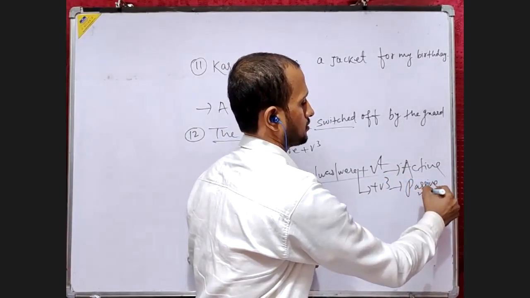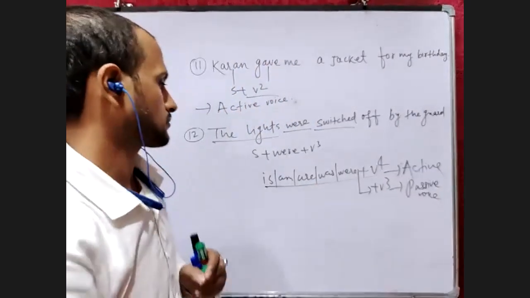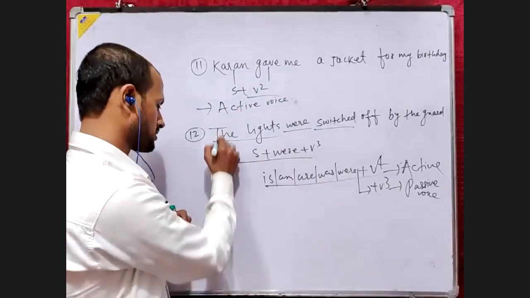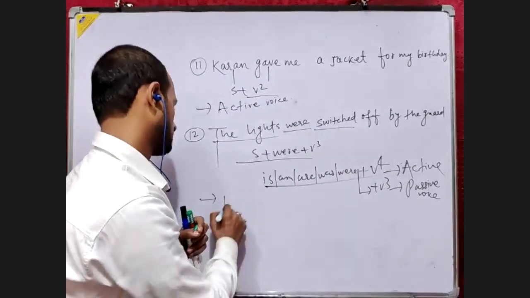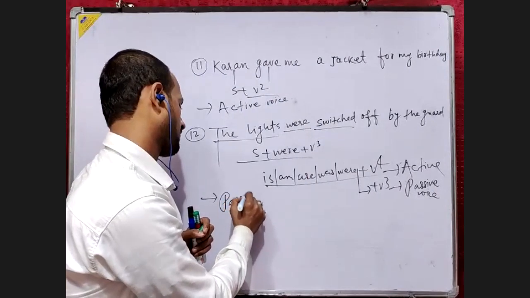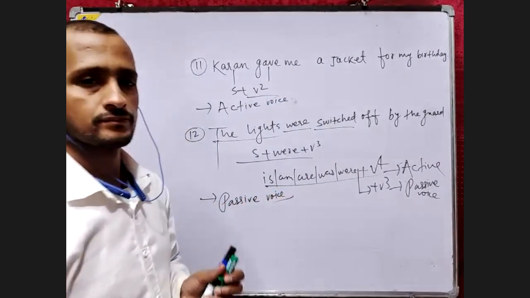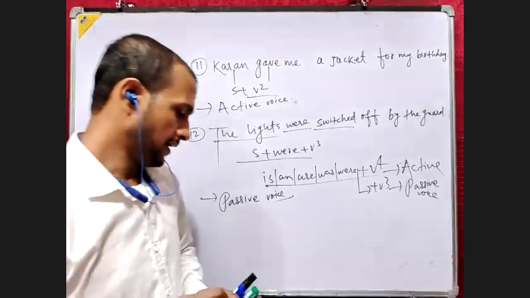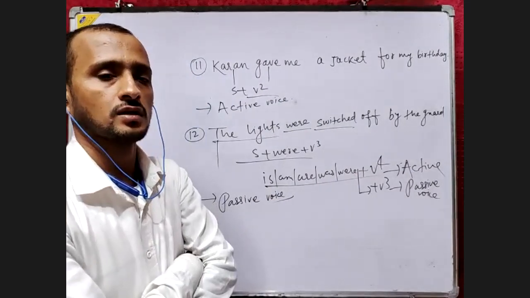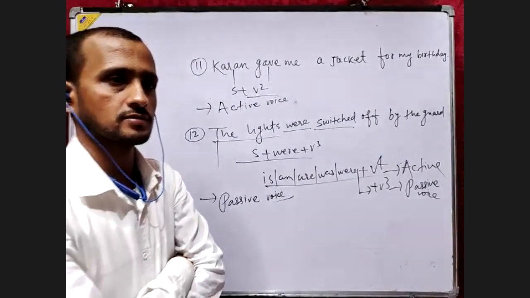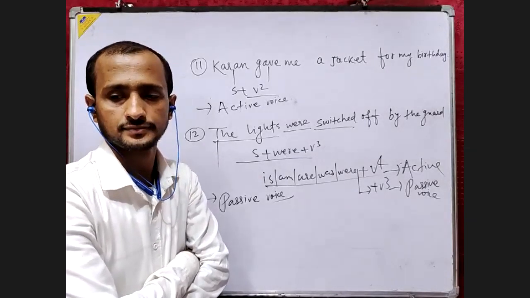Got it, everyone? If V3 is written after is, am, are, was, were, this sentence is in which voice? Passive voice. Have you done everyone? Any doubts about the questions? I have solved 12 questions. Any doubt, anyone? Just share with me.